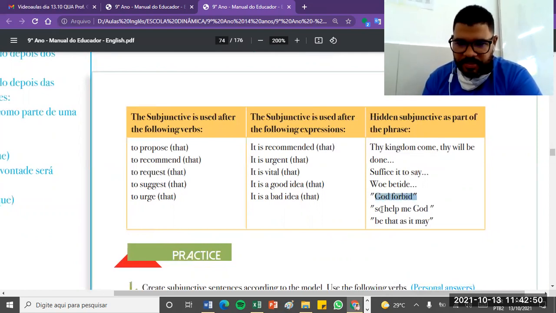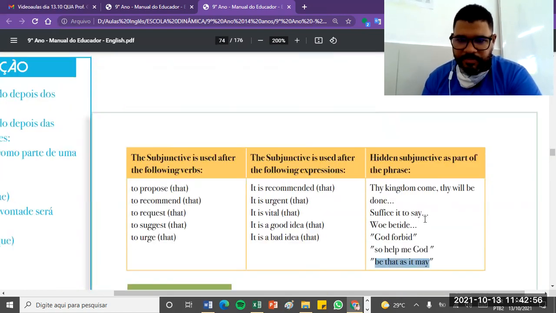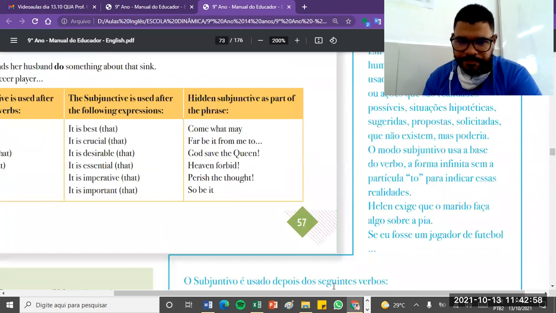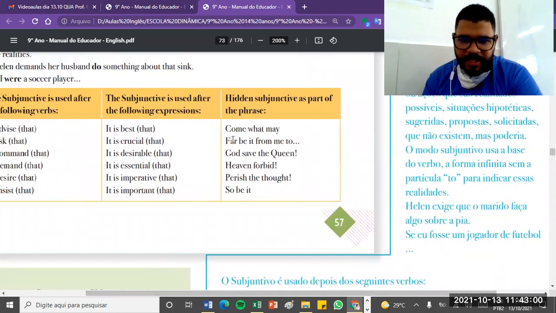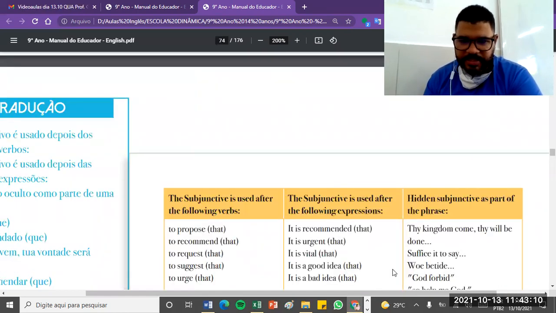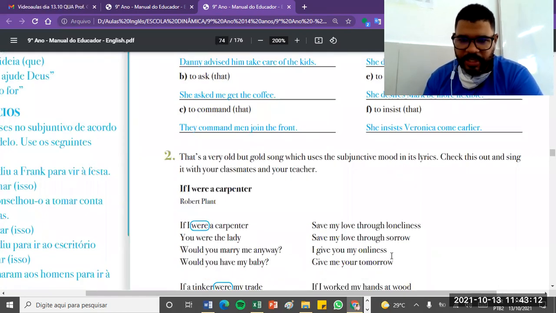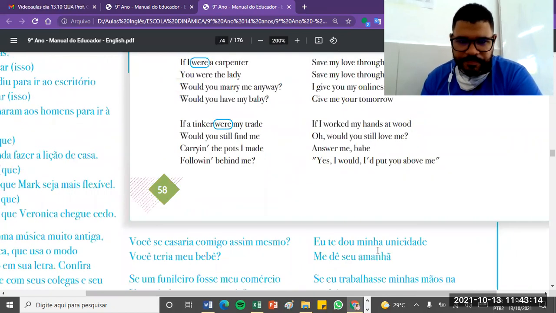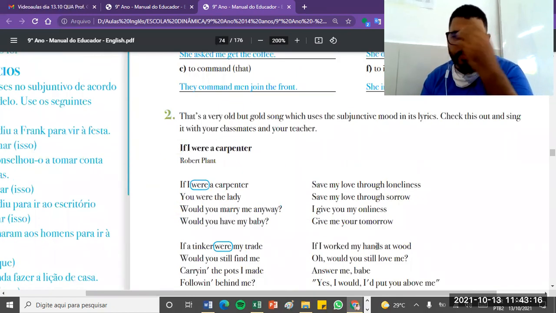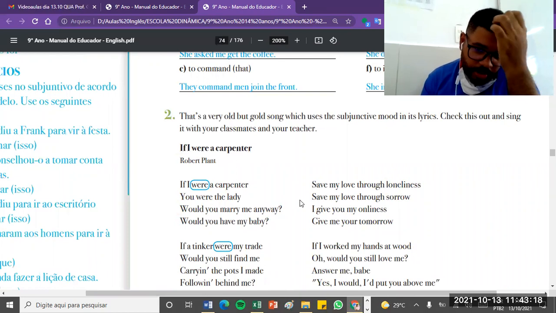God forbid, so help me God, be that as it may, right? Come what may, far be it from me too, God save the Queen, heaven forbid, perish the thought, so be it. Ok? Interessante vocês praticarem e estudarem essas palavras. Assim como os usos do were.